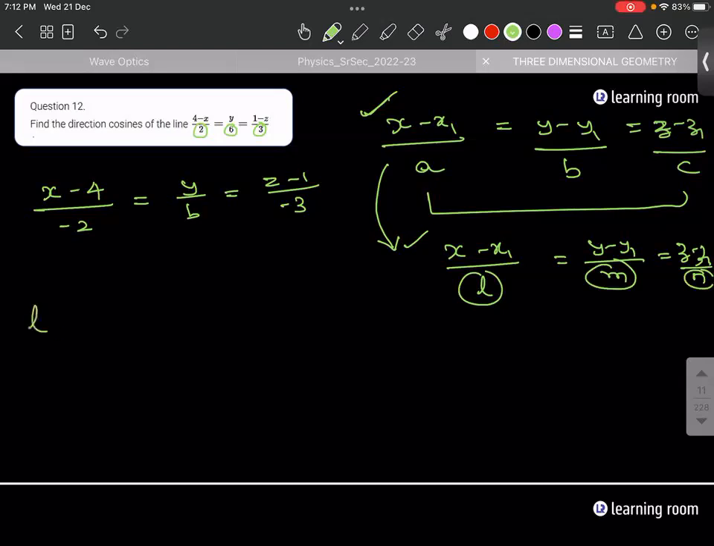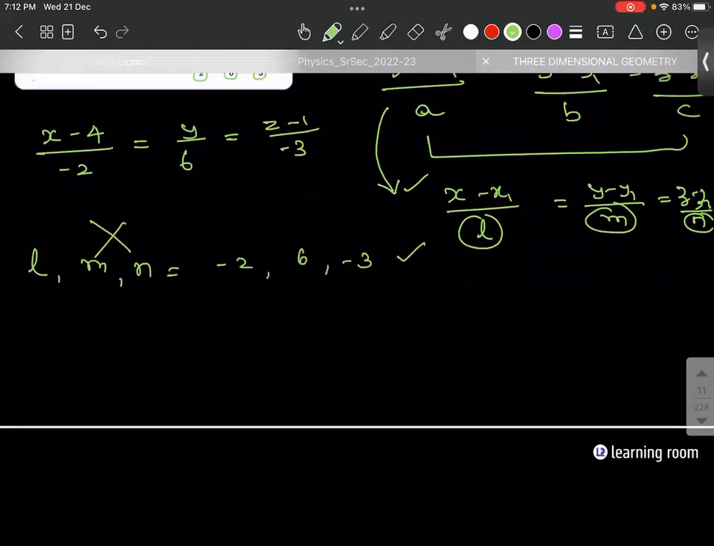If that is the case, can I write l, m, n is equal to minus 2, 6, minus 3? Is this the answer? Sir, but their squares don't add up to 1. That is the reason why they are not direction cosines. They are the direction ratios. So what I did is wrong. a, b, c should be minus 2, 6, minus 3.